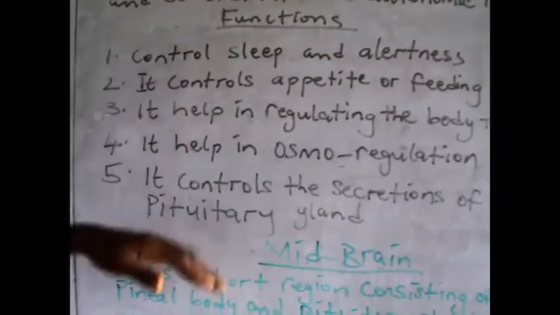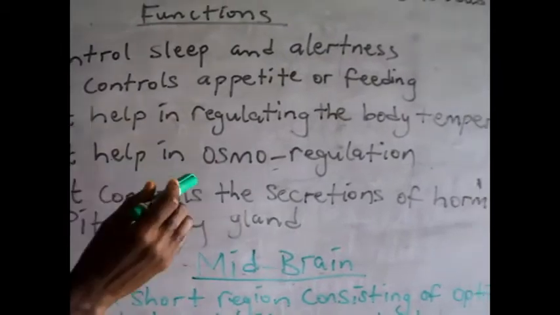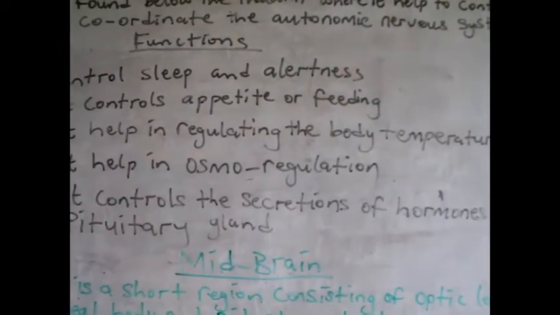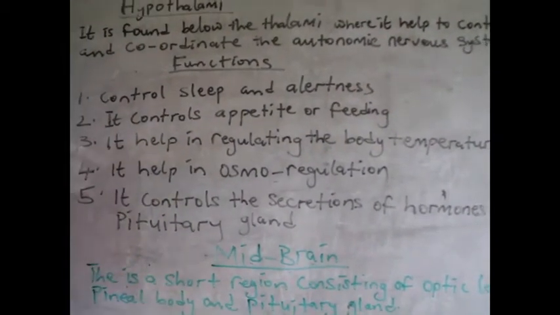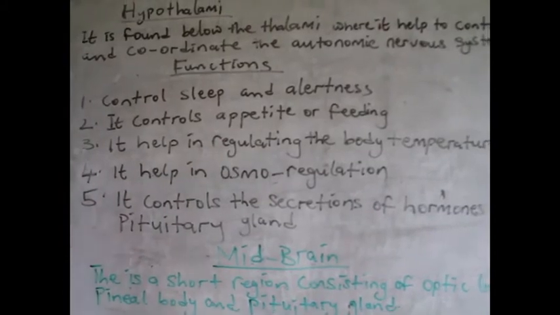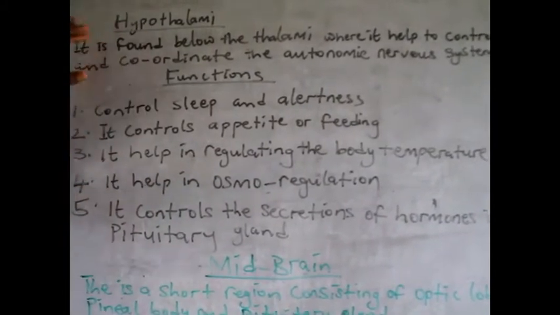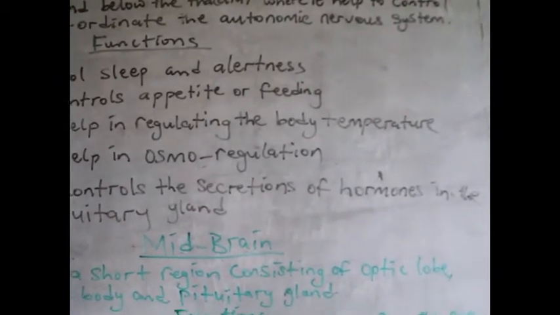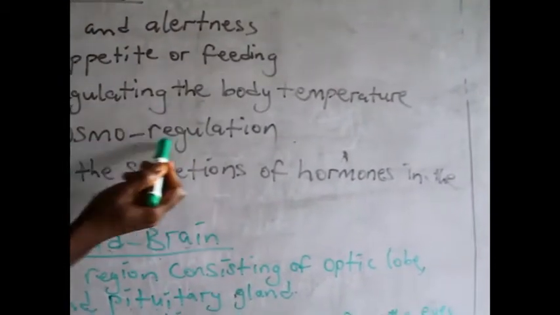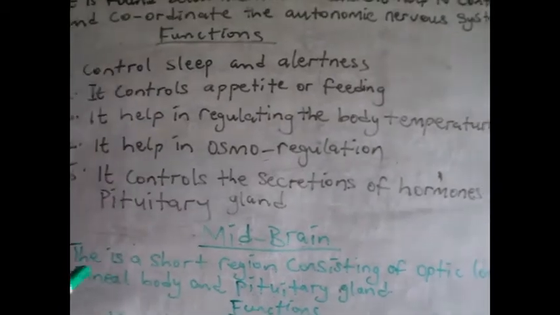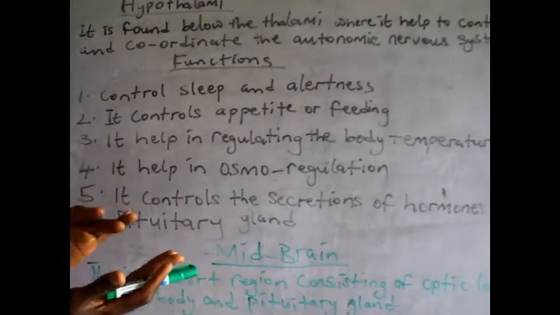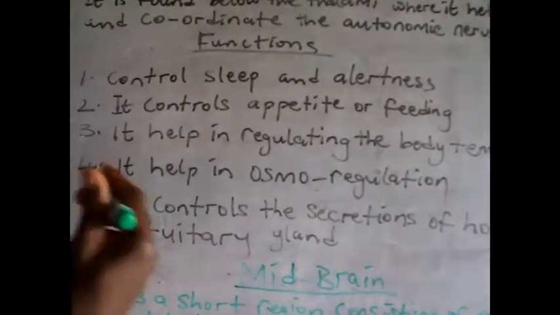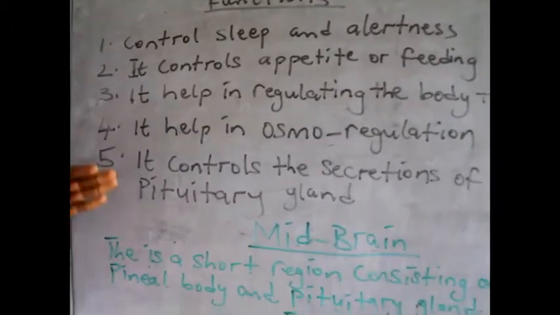Number 4 is that it helps in osmoregulation. So what is osmoregulation? The ability to balance the water content of the body. If there is too much water in your body, this part of the brain will send a signal to the kidney, which we did before, and the kidney will remove the excess water. When there is little water, the kidney will conserve it, so your sweating and urination will be curtailed.